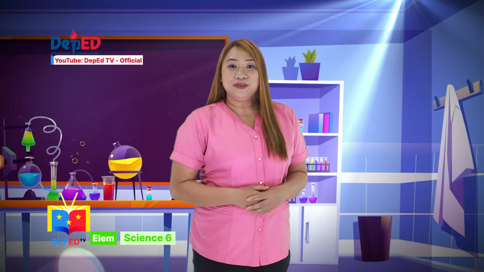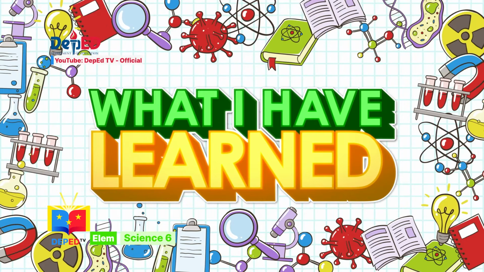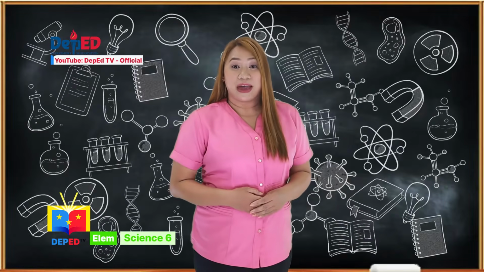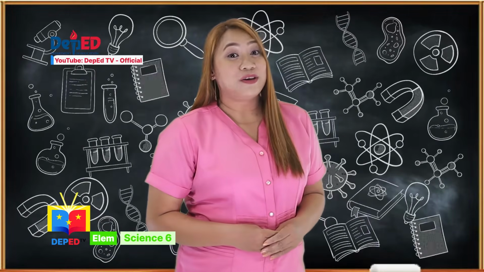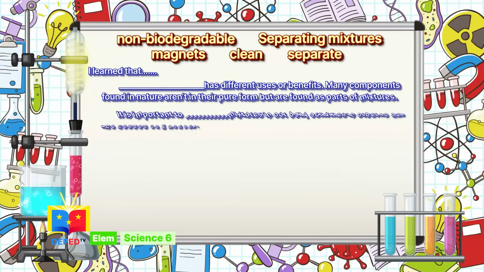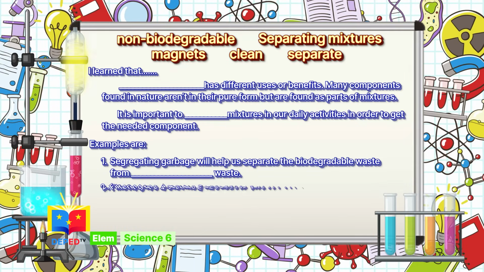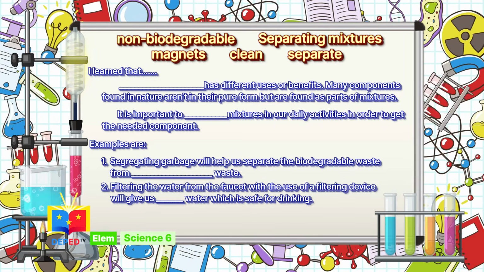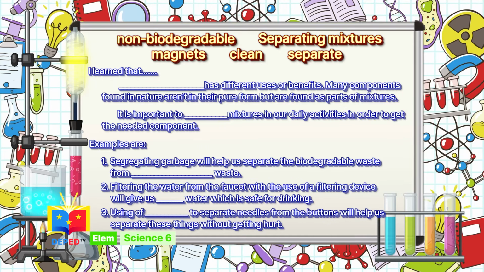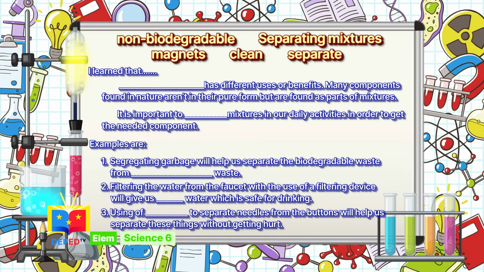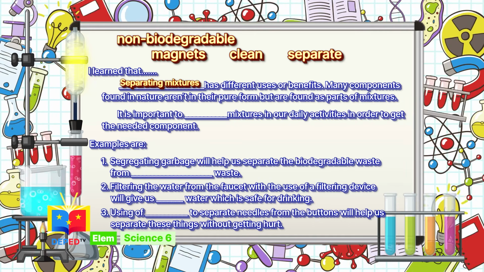Now, let's go to what I have learned. Complete the following paragraph. Write your answers on your paper. I learned that blank has different uses or benefits. Many components found in nature aren't in their pure form, but are found as parts of mixtures. Very good! Separating mixtures has different uses or benefits.